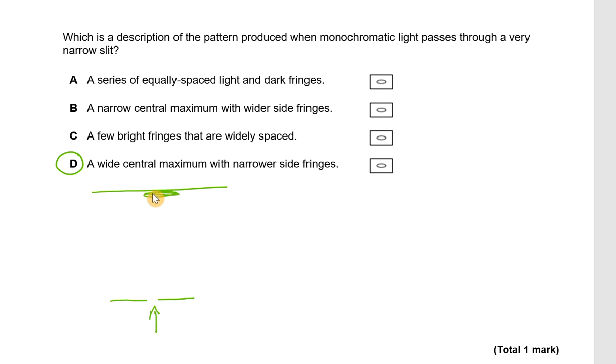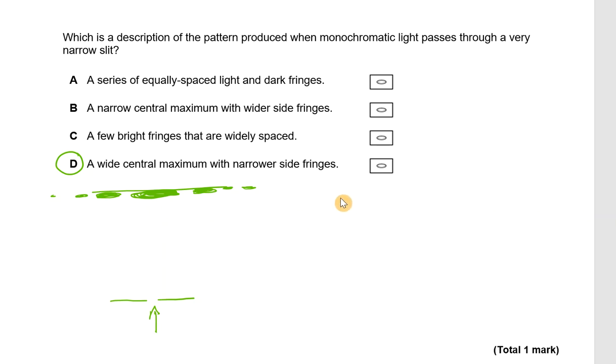We always get a very bright and wide central fringe, and then we get other fringes that are half the width of the original, and they get fainter very, very rapidly. Not doing a very good job of showing them being half the width. Sometimes they're drawn like this, but more often we tend to draw them as an intensity.